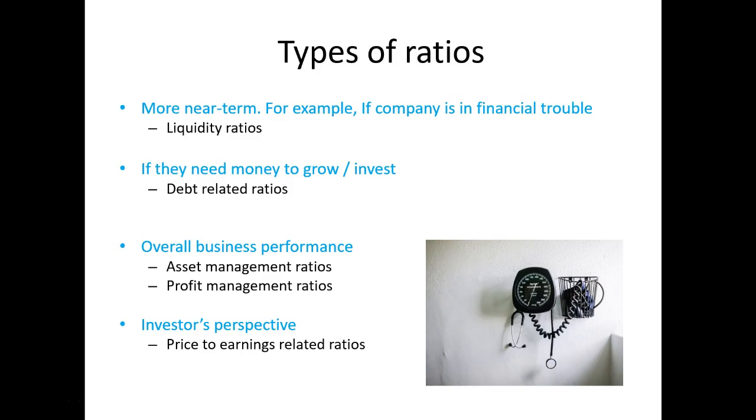The numbers and the formulas are all connected to the two statements I talked about, balance sheet and income statement. But let's talk about them from a categorical point of view. What are they? One is called the liquidity ratio. This is where you're looking more near term. For example, if the company is in financial trouble or you're worried about it, you're going to focus on current ratio, liquid ratio, things like that.